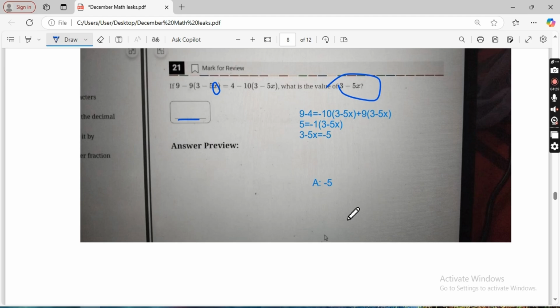And here it's just a simple equation, but what most students do is they will just find the value of x and write it down, instead of 3 minus 5x. Here you should just write it, and as you see, 9 minus 4 is equal to minus 1 multiplied by 3 minus 5x. And if you invert the relationship, 3 minus 5x will be equal to minus 5. So the answer is minus 5 here.